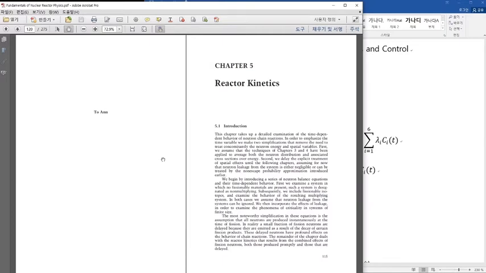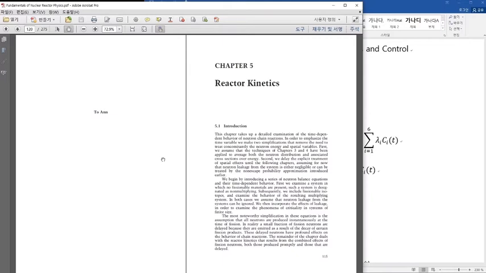Previously, last semester, we basically studied the neutron distribution in space while ignoring their time dependency. In other words, we only focused on the distribution of a neutron density in space, while only focusing on the steady state condition, steady state neutron distribution. That means we do not have any time dependency in neutron density distribution.